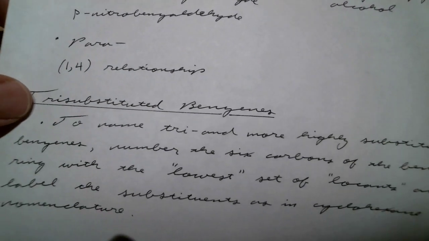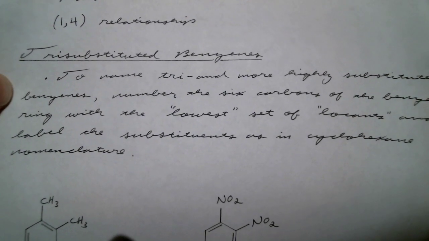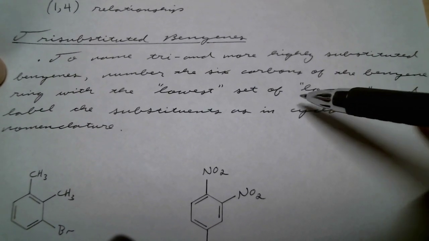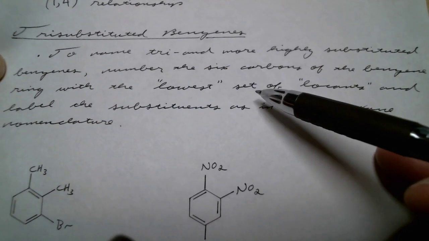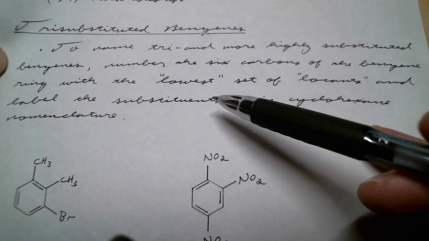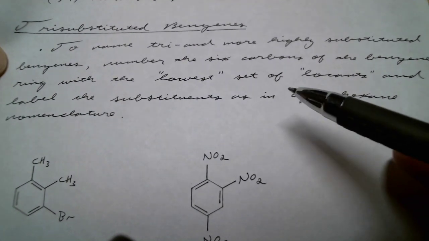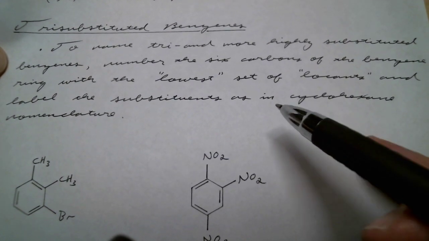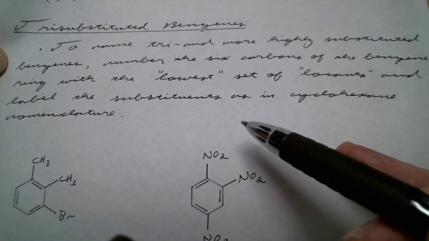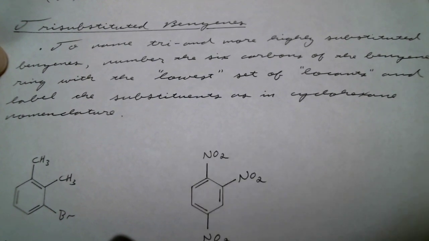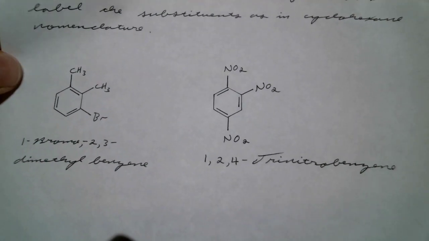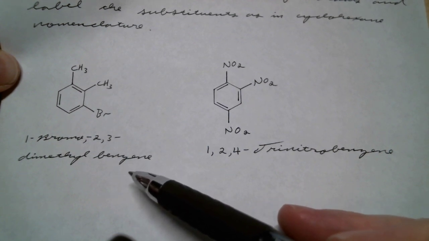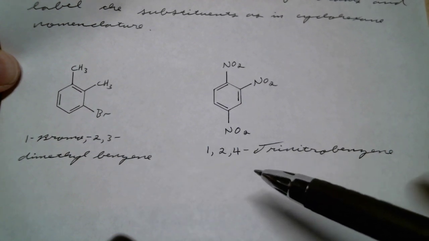There we go. How about trisubstituted benzenes? To name tri and more highly substituted benzenes, we number the 6 carbons of the benzene ring with the lowest set of locants. That means the lowest set of numbers that we can generate. And then we label the substituents as in cyclohexane nomenclature. So here we've got 1-bromo-2,3-dimethylbenzene.